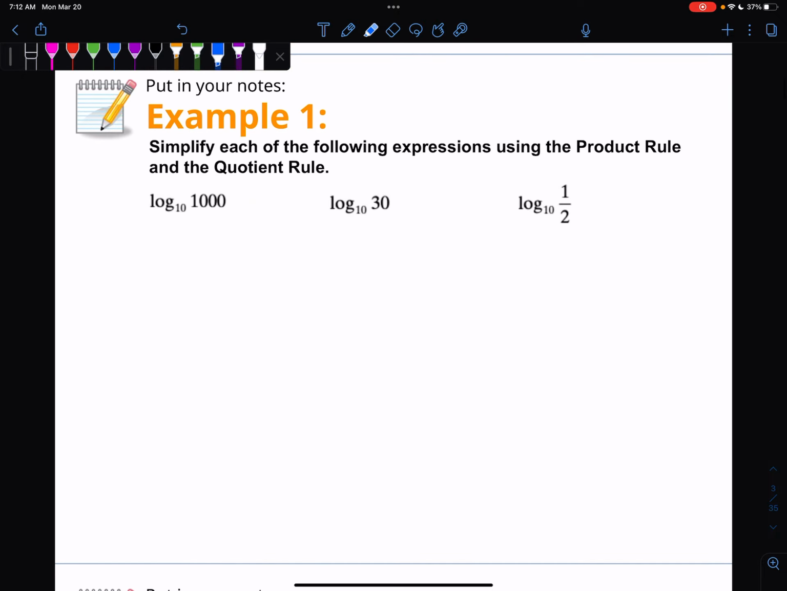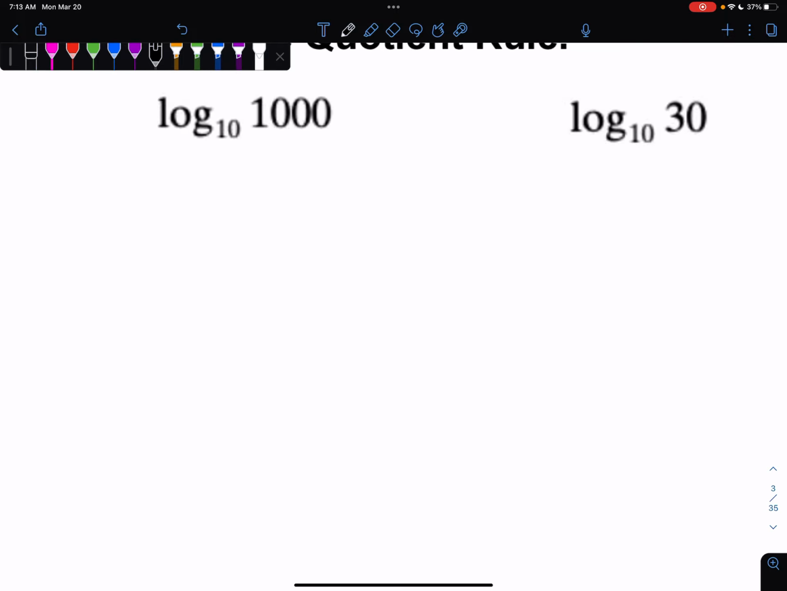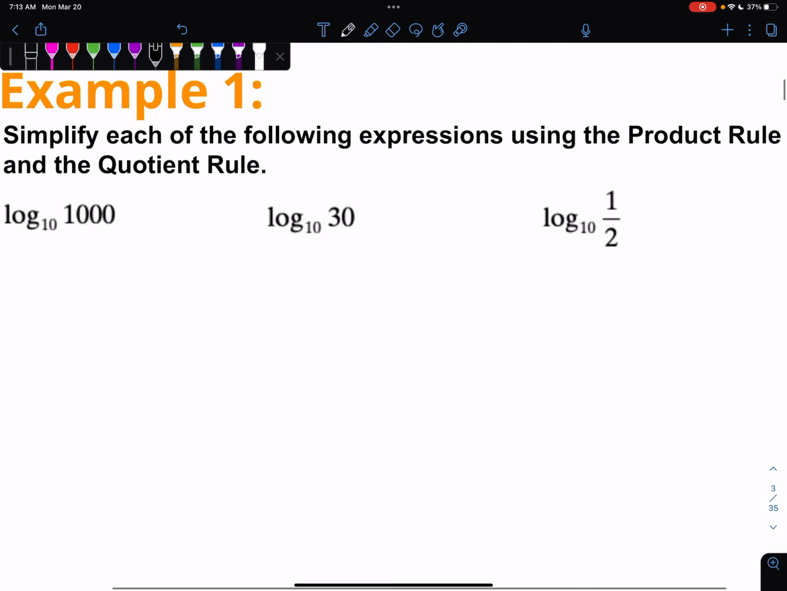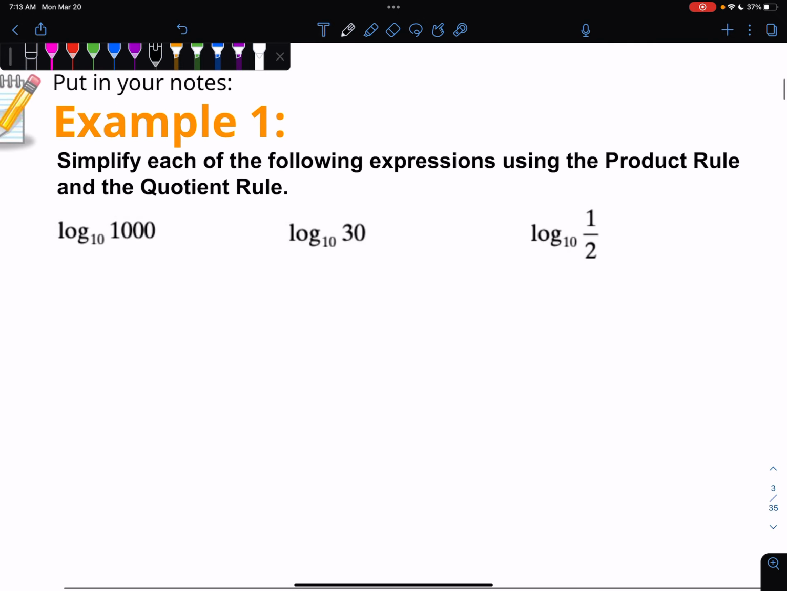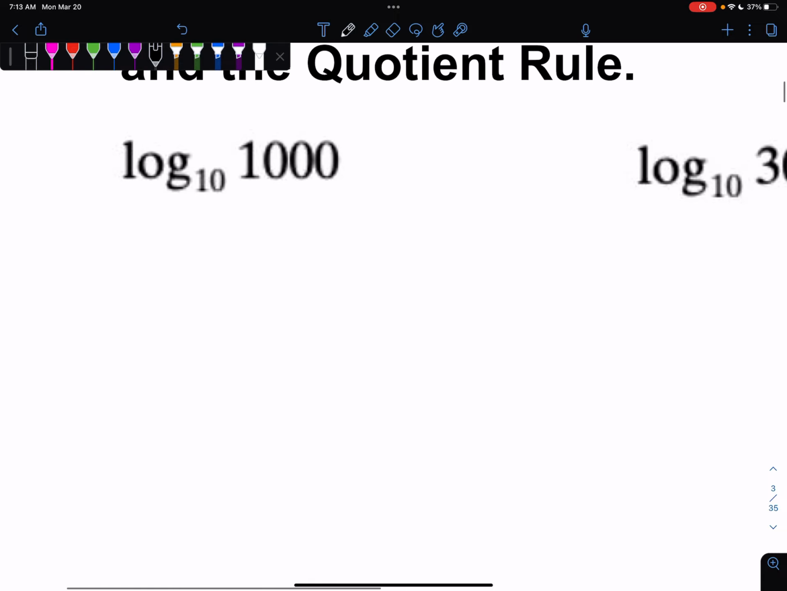So here we go. It's going to say simplify each of the following using the product and quotient rule. Okay, so product rule and quotient rule, what they're saying is they don't want us to just type this into the calculator and push enter. That's not how we're going to do these. So we need to have, remember, product rule and quotient rule, break it into its factors.